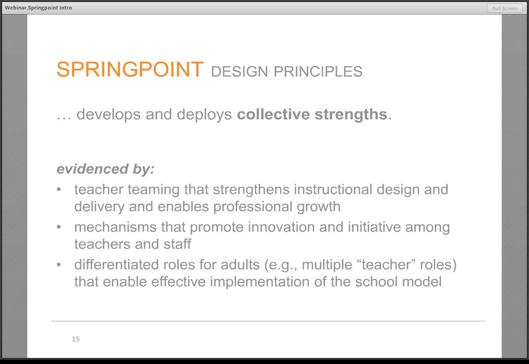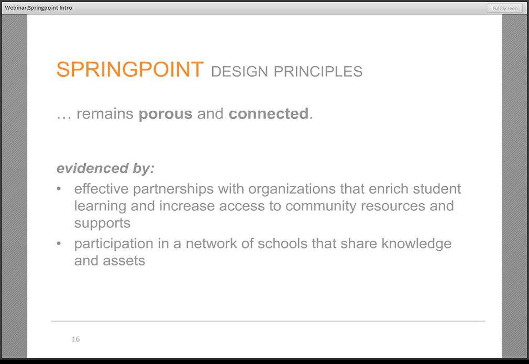The next principle says that a high-performing high school develops and deploys collective strengths. To support invention and innovation, the principles really identify the need for structures that promote this work. There need to be conditions and protocols to promote collaboration amongst stakeholders and policy conditions that allow for differentiated roles for the adults in and around the brick and mortar school so that the model can really be supported.